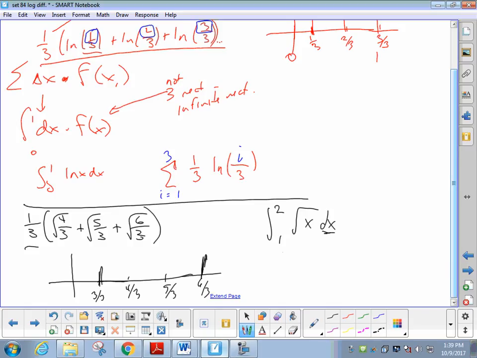All right, summation then, right? What's each time the same? 1/3 is the same, root is the same, over 3 is the same. What's different each time is the numerator. 4, 5, 6 means that's an i. If I have an i there, then what does i start at? 4, and ends at 6.